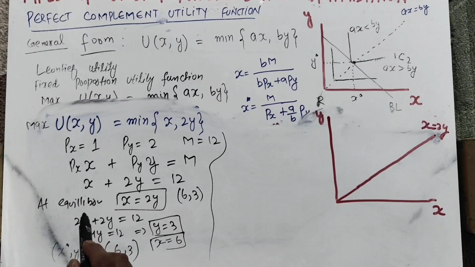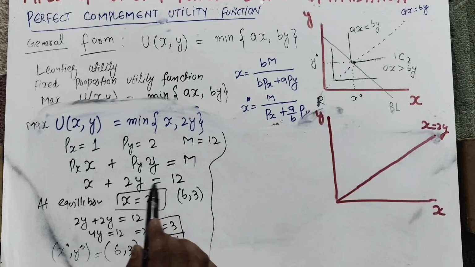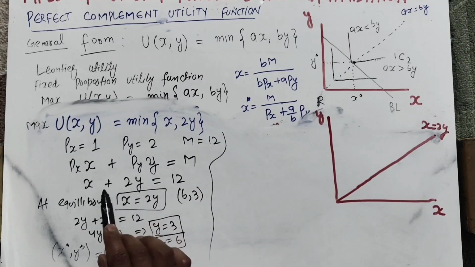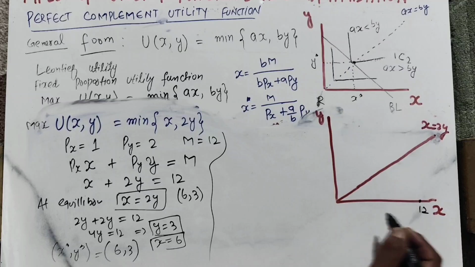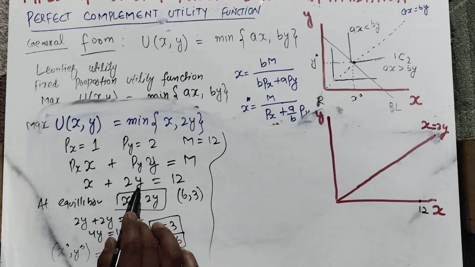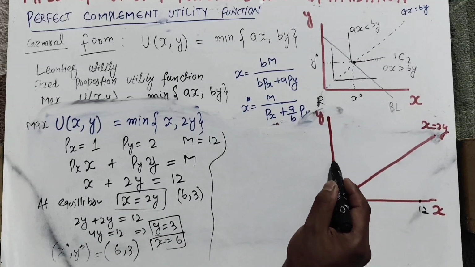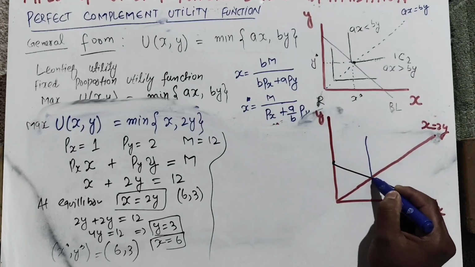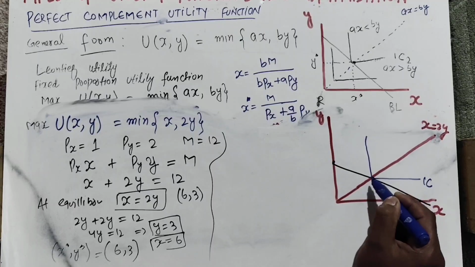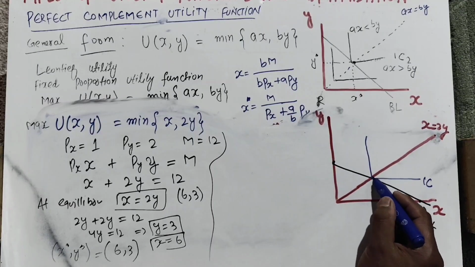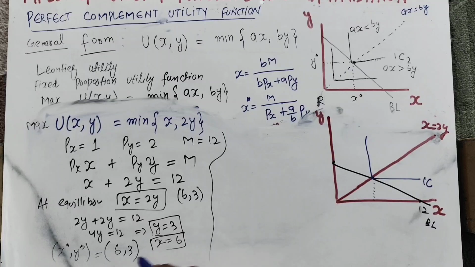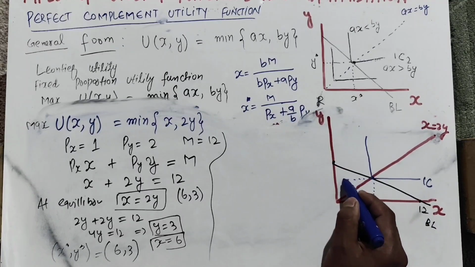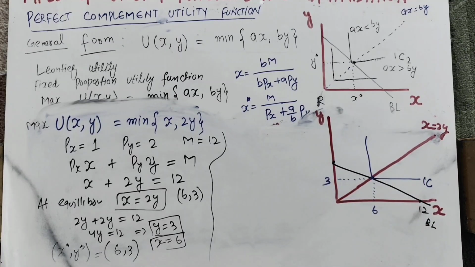So we have a budget constraint, that is x plus 2y is equal to 12. If I draw it here, so when y is equal to 0, x is equal to 12. Let us suppose here it is 12, and when x is equal to 0, y will be equal to 12 upon 2, which is 6. Let us suppose it is here. So when I join, this is our budget line. Okay, now we got at this point our indifference curve which touches the budget line. So at this point we are getting 6 units of good x and 3 units of good y, which maximizes our utility.